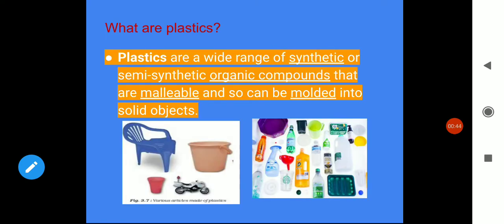These plastics are synthetic or semi-synthetic organic compounds that are malleable and can be molded into solid objects. Malleable means which can be drawn into sheets. So these plastics can be easily molded into different solid objects. Hence, these plastics are used to make a variety of objects. You can see in the image, chair, bucket, cups, all varieties of bottles. So all these you use daily.